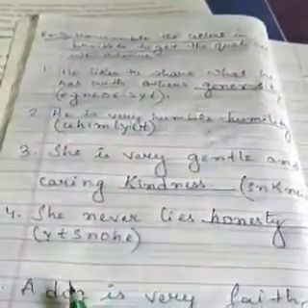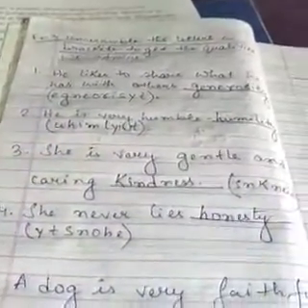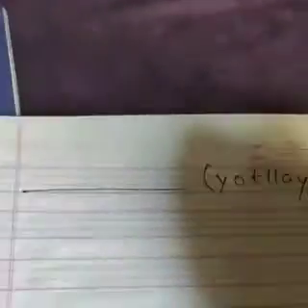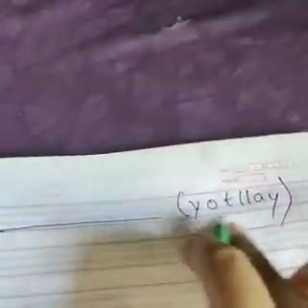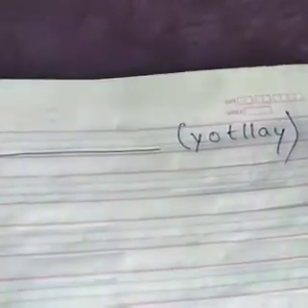So, what will be this? Faithful means loyal. The other word for faithful is loyal. So, what can we write here? What would be the word that we are going to write here? Loyalty. Correct. So, this would be loyalty. Let's write down.